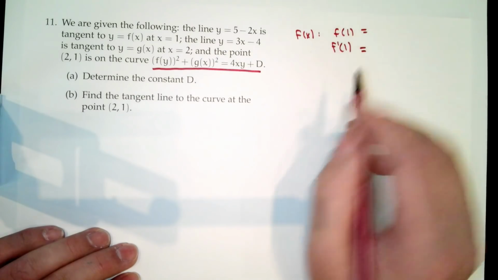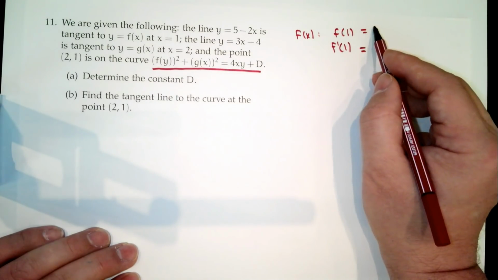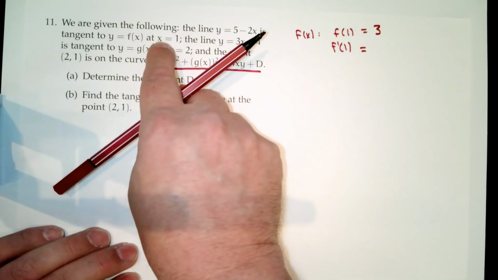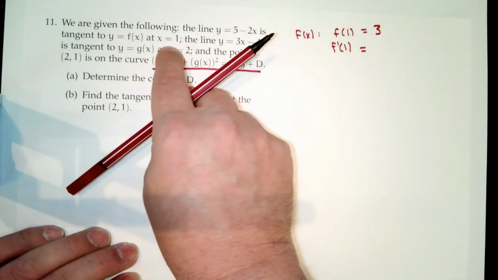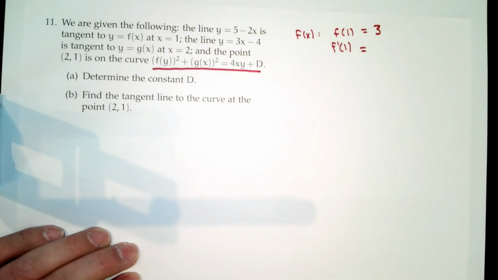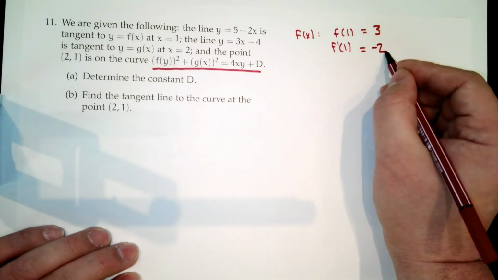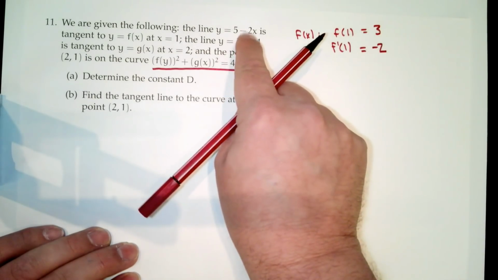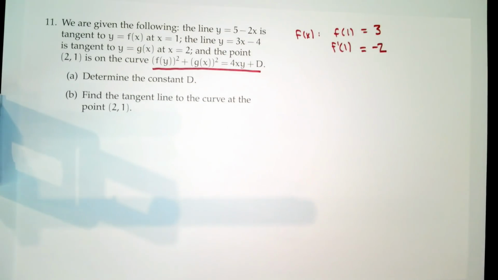What is f of 1? It's 3. And how do we know it? You take x equals 1 and you plug it into the line. The tangent line evaluated at the point matches with whatever the function does. What's f prime of 1? Negative 2. And how do we know that? It's the slope. The slope of the line gives us the value of the derivative.